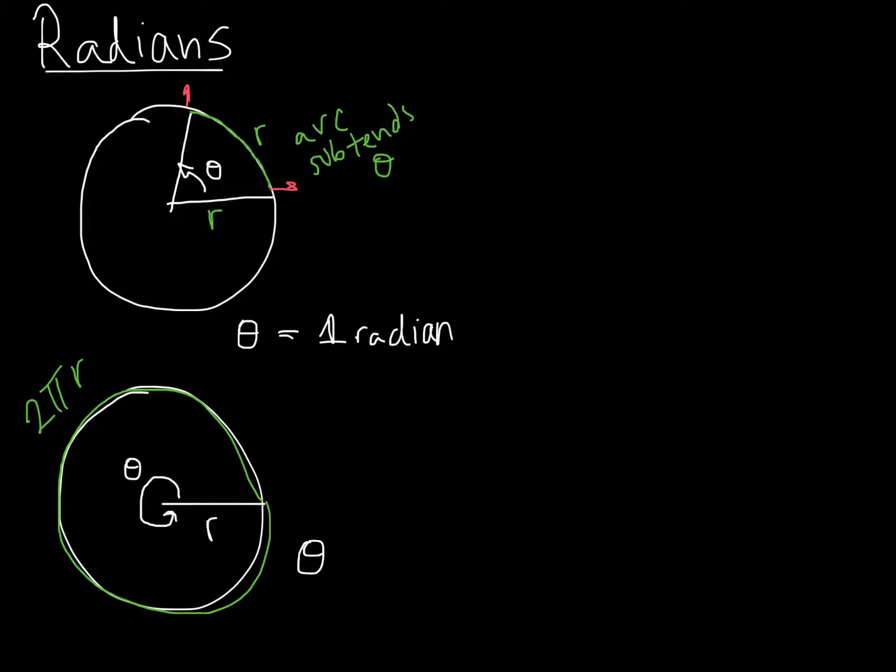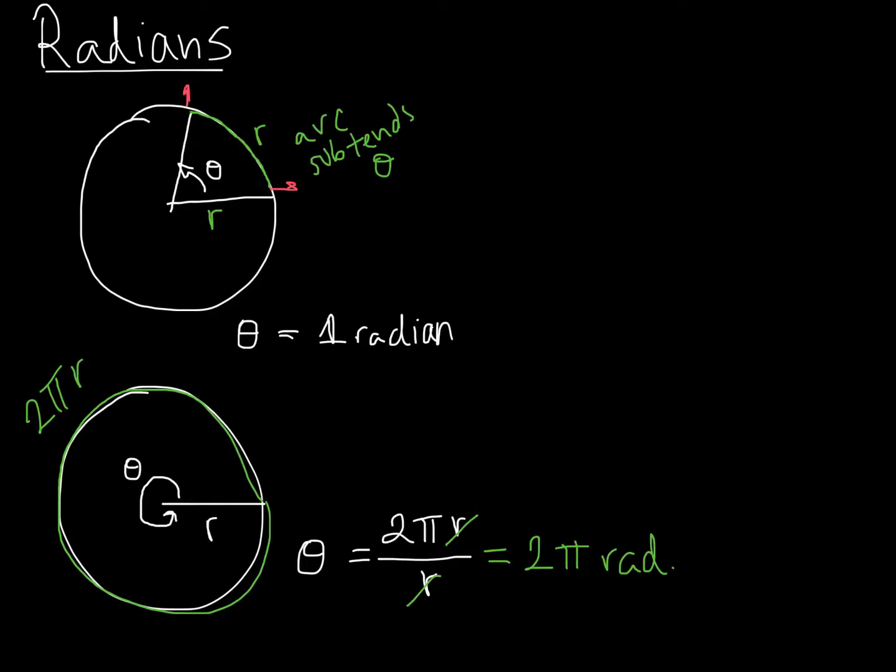Well, it's a simple question. If I have a total arc length of 2 times pi times r, and I want to know how many radiuses are in that, I'm simply going to take the arc length and divide it by the radius. And so I have 2 pi radians.